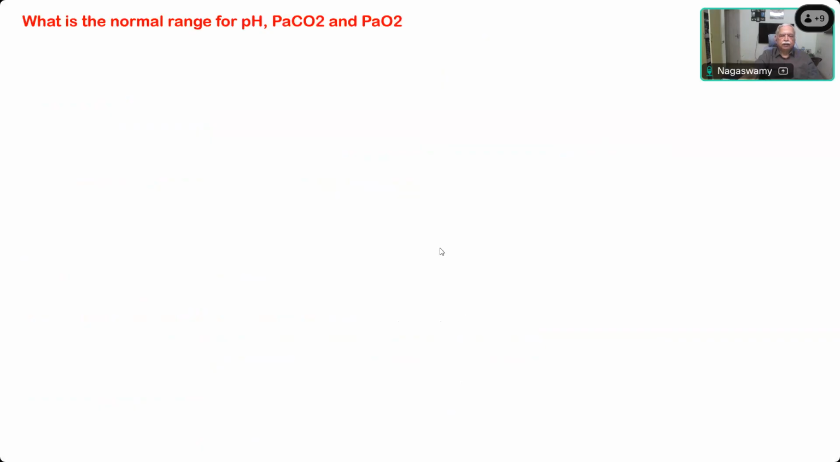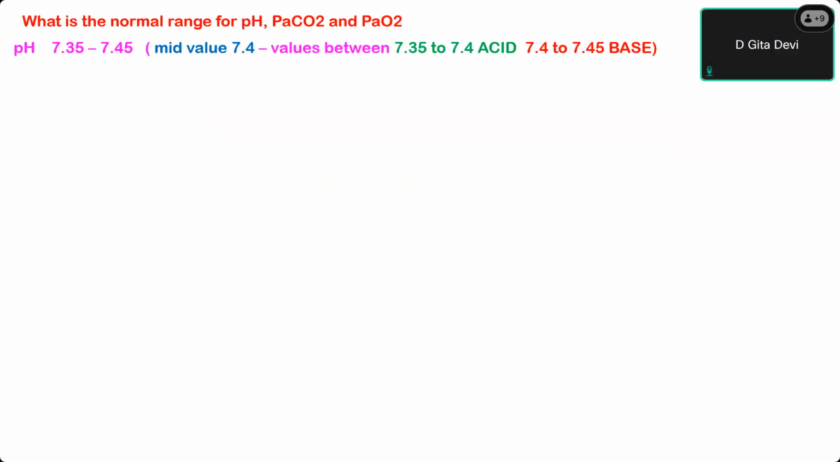What is the normal range of pH, PaCO2 and PaO2? pH 7.35 to 7.45. Very good. Why is this mid value of 7.4 important? Because even though we say this is the normal range, sometimes during calculation we may have to take a value less than 7.4 as acidic and a value more than 7.4 but below 7.5 also as basic. So that is the reason why this value is important.